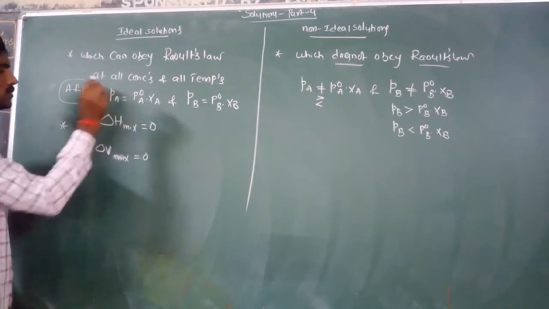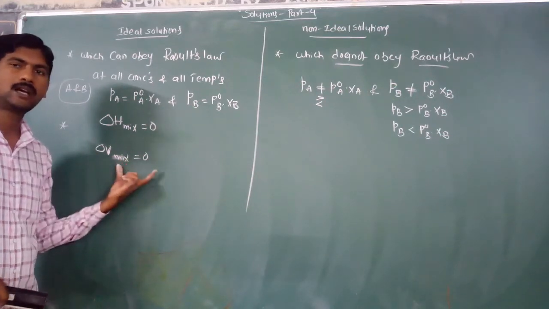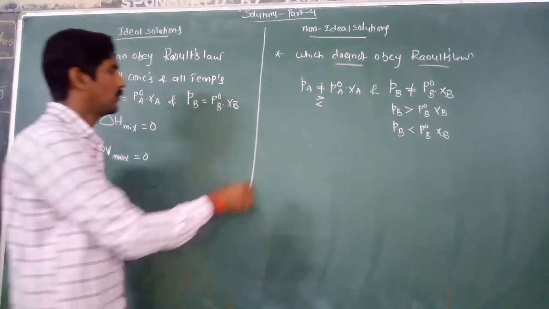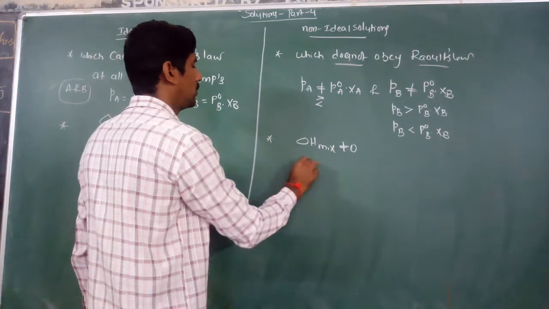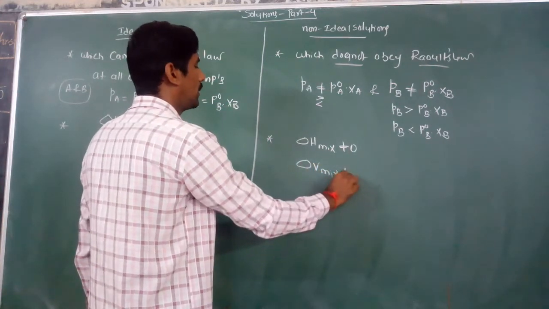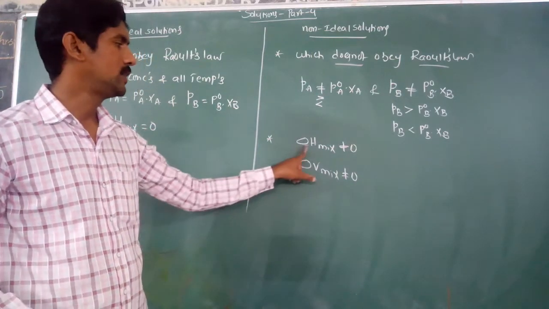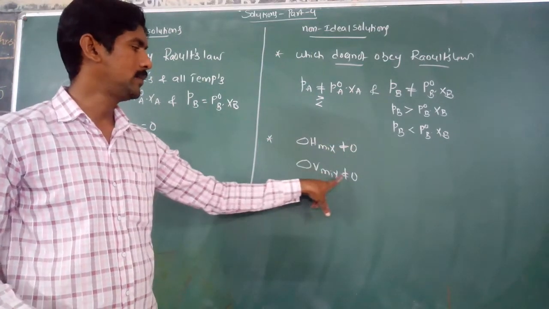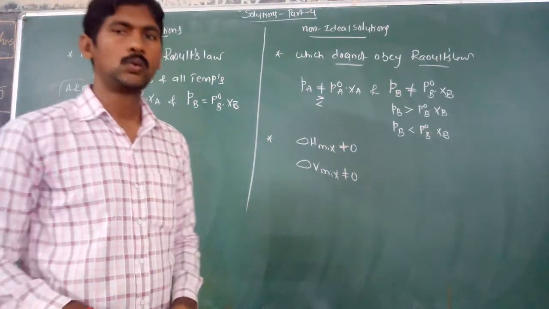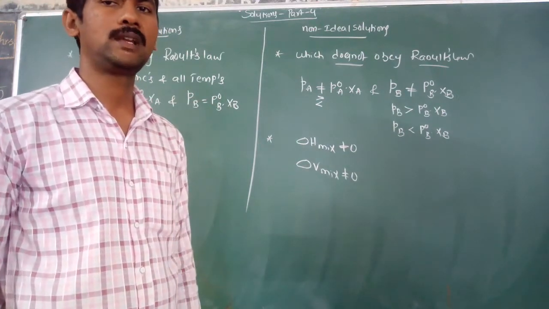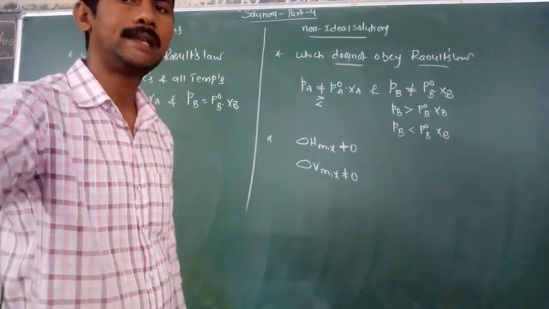Delta H mixing is equal to 0. And the change in volume of mixing, delta V mixing, is also 0 for ideal solutions. For non-ideal solutions, delta H mixing is not equal to 0 and delta V mixing is also not equal to 0. They may be greater than or less than. So these are the two important differences between ideal and non-ideal solutions. Let us discuss more about the ideal solution.